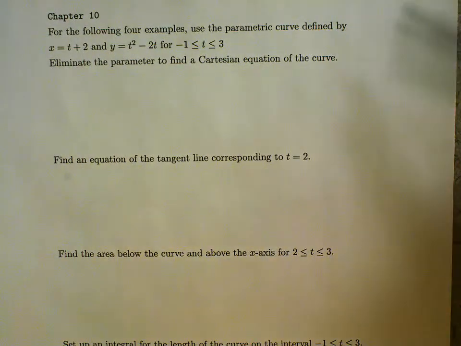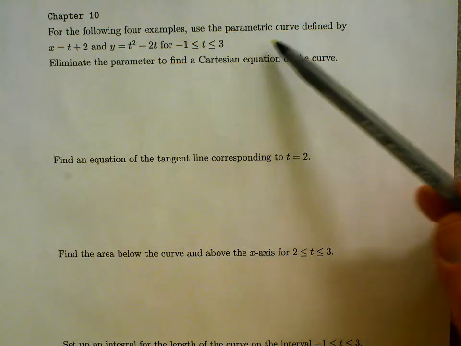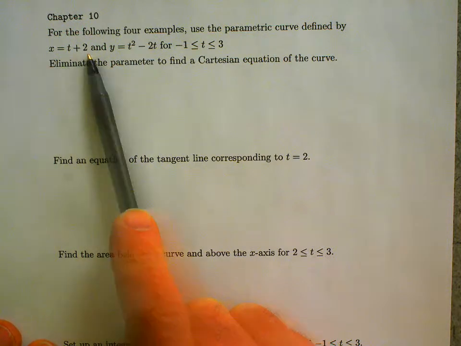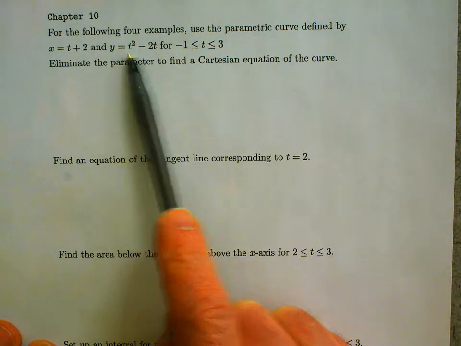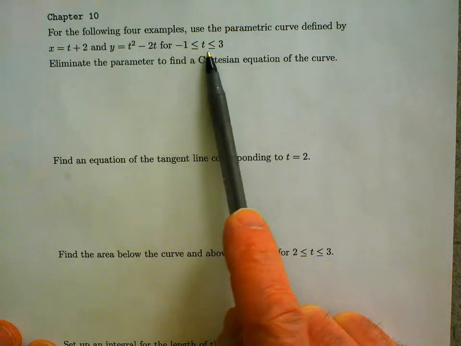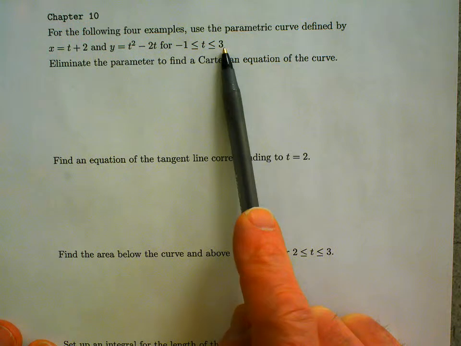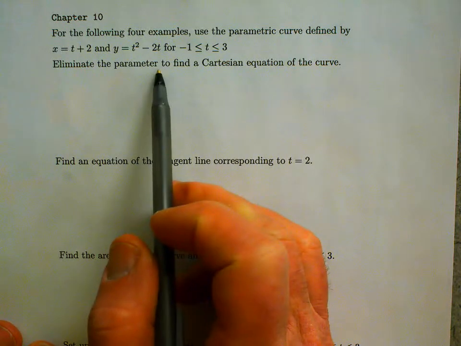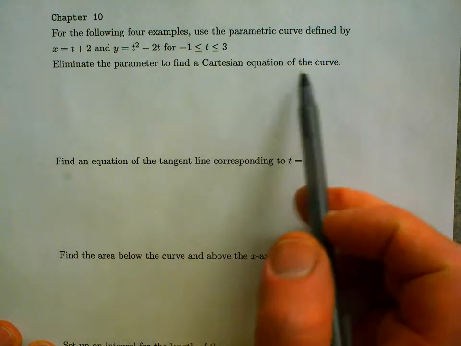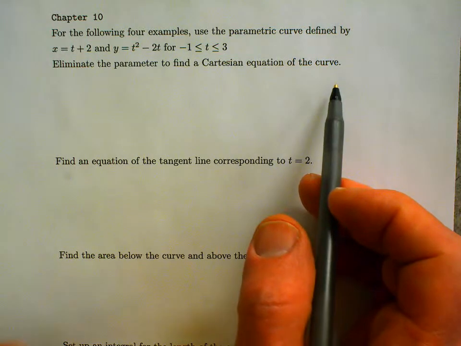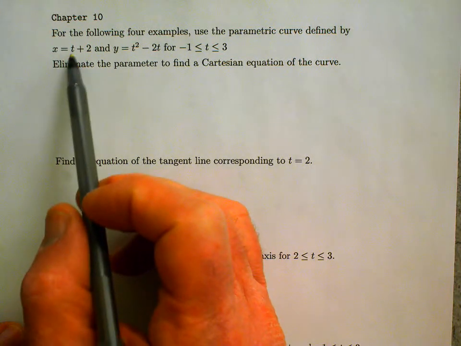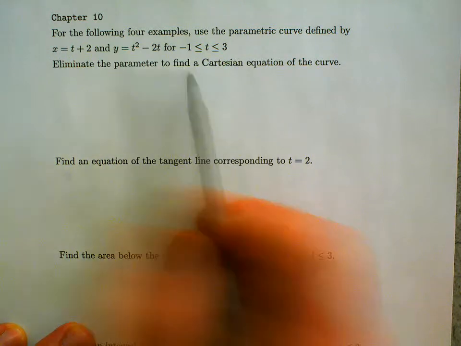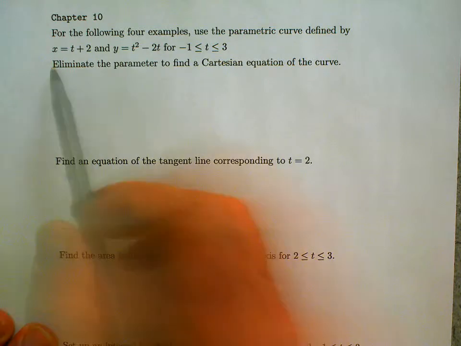Okay, so the following 4 examples all use the parametric curve defined by x equals t plus 2, y equals t to the second minus 2t, for values of t that are between -1 and 3. In the first part, eliminate the parameter to find a Cartesian equation of the curve. The parameter is t, so we want an equation for the curve that's in terms of x and y only.